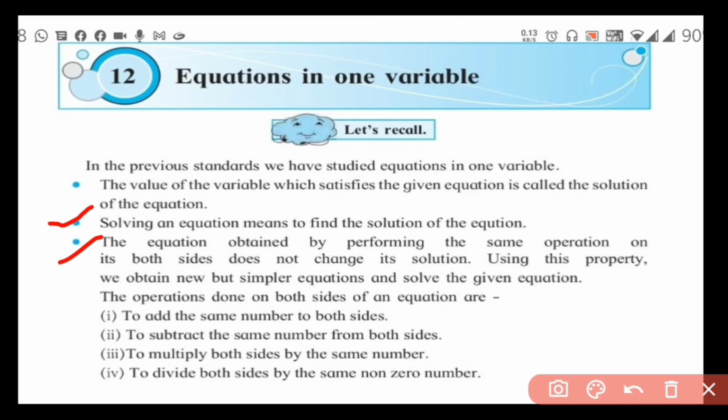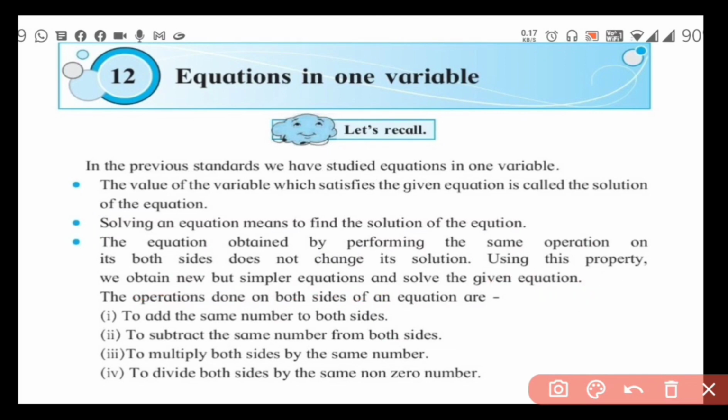If you perform the same operation on both the sides, whether it is adding same number on both the sides, subtracting same number from both the sides, dividing by same number on both the sides, or multiplying by same number on both the sides, it does not change the solution of that equation. And using this property, we obtain a new but simpler equation, and then we can solve the given equation.